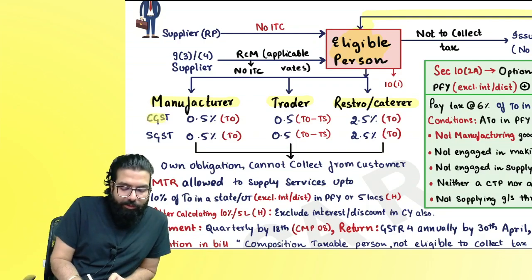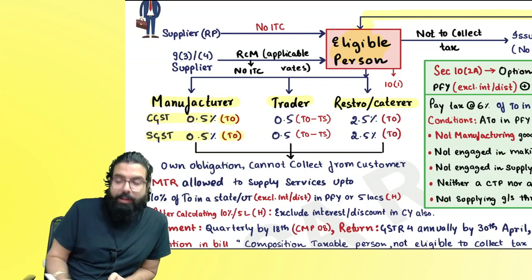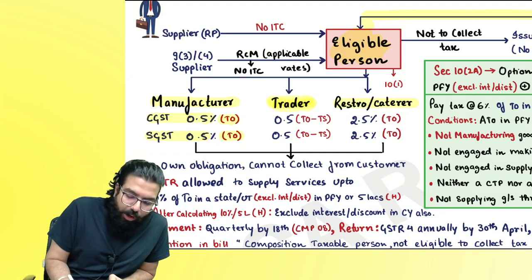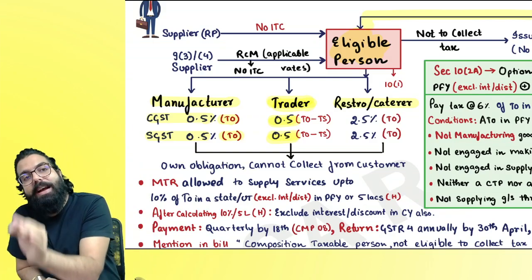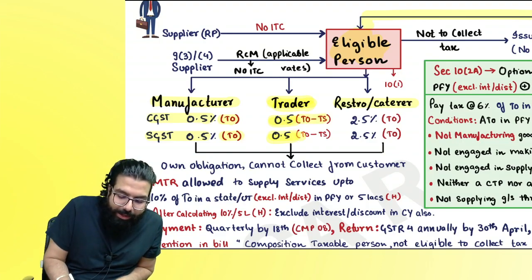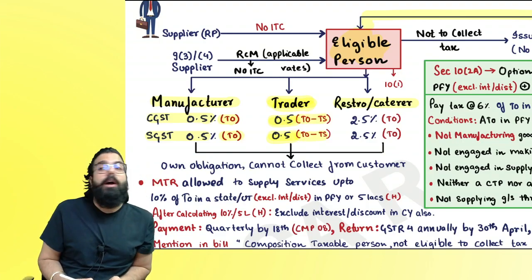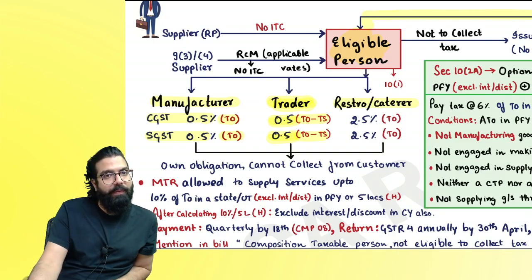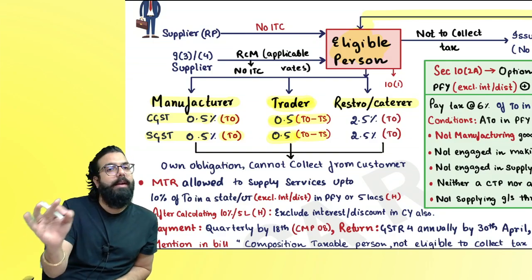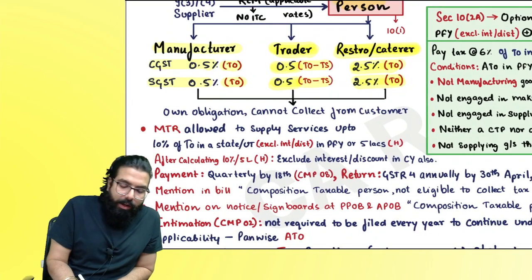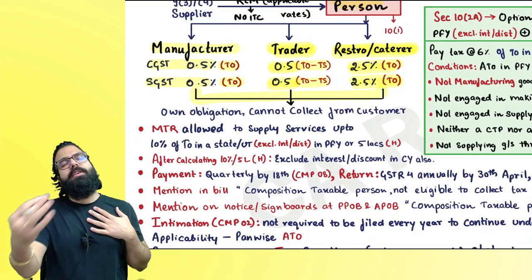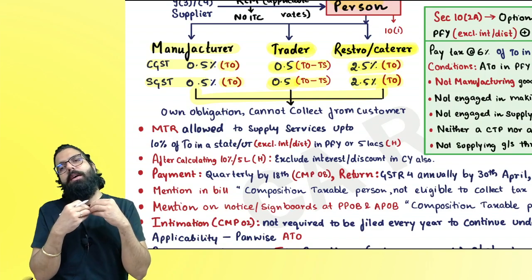Manufacturer always pays 0.5% and 0.5% of the turnover. Trader will always pay 0.5% and 0.5% of the taxable turnover, only on which tax is there. Only on the taxable turnover he will pay how much? 0.5 and 0.5. It means he will not pay on the exempt turnovers. And the restaurant pays 2.5% and 2.5% of the turnover. Remember, it will always be your obligation to pay. You can't collect it from the customer.